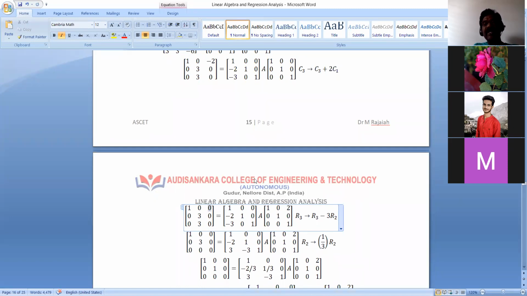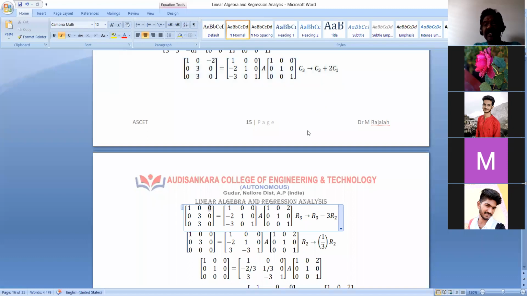This pre-multiplier is the same as above, that is [1, 0, 0; -2, 1, 0; -3, 0, 1], into A, which is the same. Next, we have to perform this column operation. In place of C3, C3 plus 2 into C1 is on the post multiplier. That is [1, 0, 0; 0, 1, 0; and C3 plus 2 into C1]. That means 0 plus 2 into 1, that is 2, remaining as it is because the remaining two elements are zeros, that is 0, 0, 1.